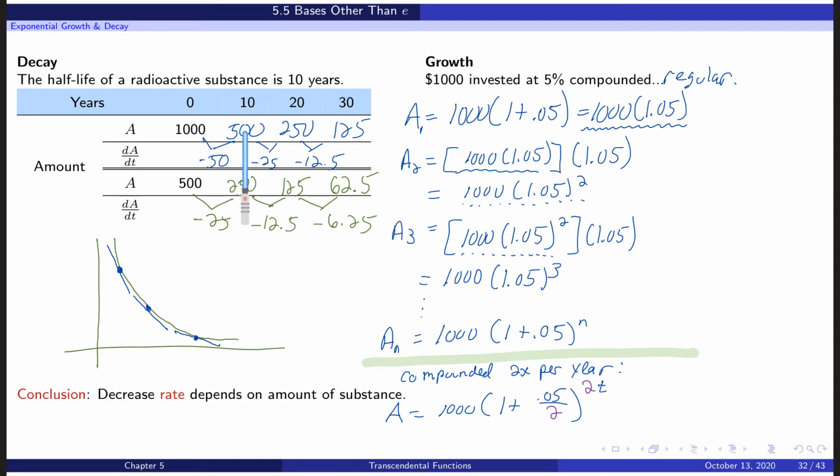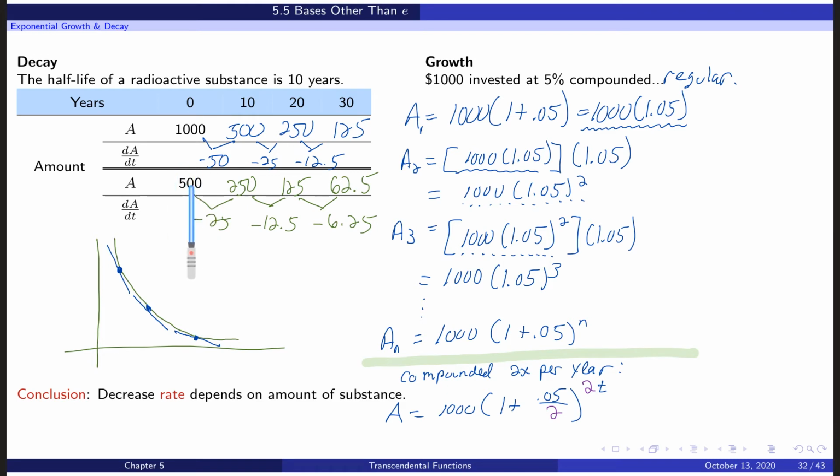This was a decrease of 500 units over 10 years, so negative 500 divided by 10 is negative 50. The next 10 was a decrease of 250 divided by 10, which is negative 25. The next decrease was down by 125 divided by 10, negative 12.5.